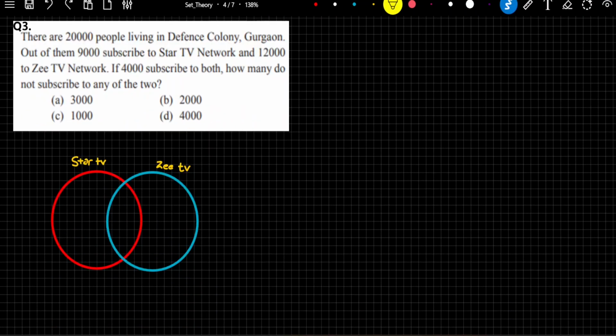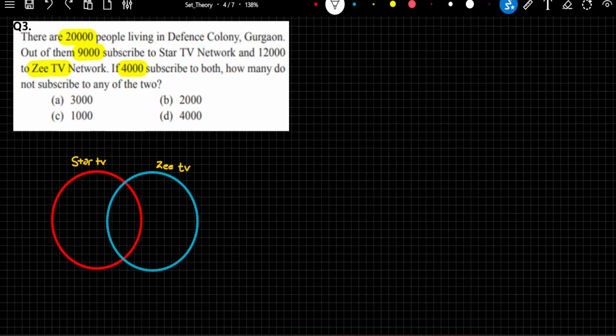Read the problem. There are 20,000 people living in Defense Colony, Gurgaon. Out of them, 9,000 subscribe to Star TV network and 12,000 subscribe to Zee TV network. If 4,000 subscribe to both, how many do not subscribe to any of the two?